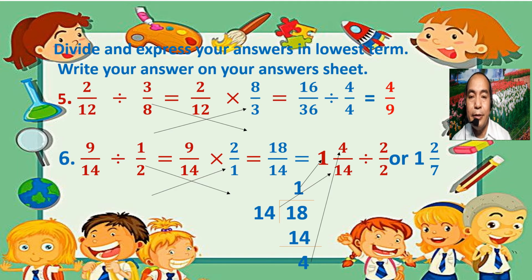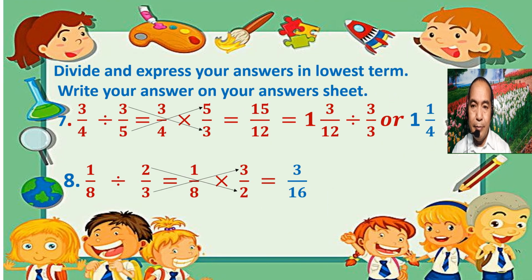Now, 4 over 14 is not in the lowest term, so we need to reduce this one. Look for the common factors of 4 and 14. Greatest common factor, we have only 2, because 4 has only factors of 2 times 2, 4 times 1. 14 cannot be divided by 4, so we reduce that using 2. 4 divided by 2 will give us 2. 14 divided by 2 will give us 7, so the fraction is 2 over 7, and we have the whole number of 1. So the complete answer is 1 and 2 over 7.